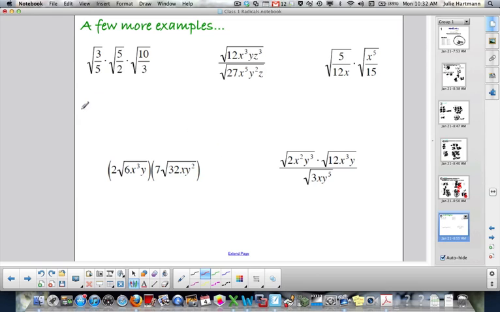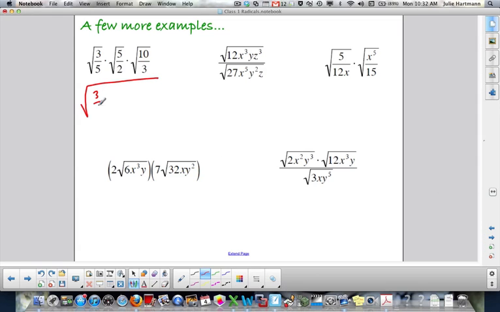Alright, this one right here, very simple. You just put it all underneath and reduce. Okay, you have the 3's reduced, the 5's reduced, 2 goes into 10 5 times, square root of 5 over square root of 1 is just square root of 5. Square root of 1 is just 1. Okay, that's it. So those ones, yes, they look difficult. They're not. Just combine everything underneath 1.